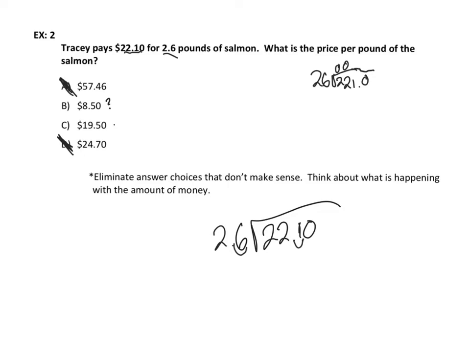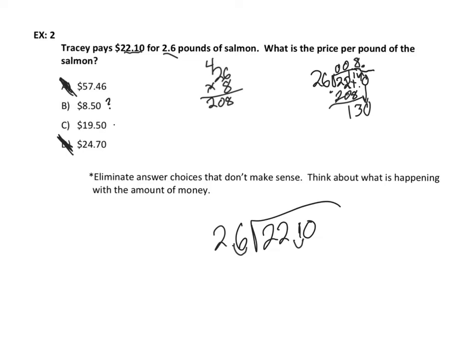So let's try 8 first. So 26 times 8. 6 times 8 is 48. Carry the 4. 8 times 2 is 16, plus 4 is 20, so we get 208. So now we need to subtract. We have to borrow here. That makes that 11. That makes that 1. 11 minus 8 would be 3. 1 minus 0 is 1. So 8 was correct, so that needs to come up here. We need to float our decimal straight up and bring this 0 straight down.